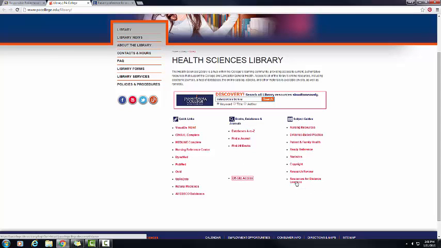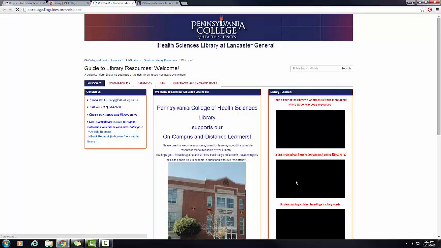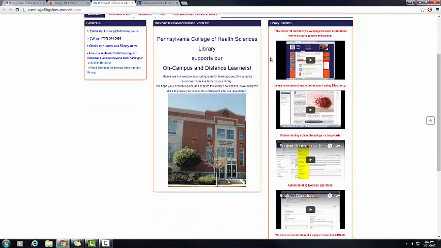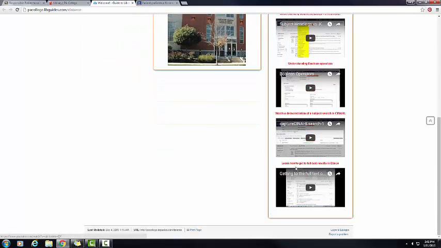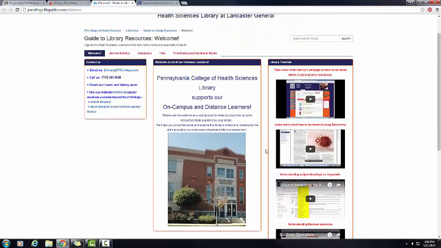Last but not least, if you take a look down at the bottom of this library page where it says resource for distance learners, even though you're not a distance learner, it definitely gives you some help. Some of the things that it will talk to you about is how to do research using Discovery. So if you're a little confused on how to use that Discovery button like we just used, you can click on that. It has a video that will show you that one. It will also show you how to use specifically EBSCO and some of the other search operators, but I would start with Discovery first.